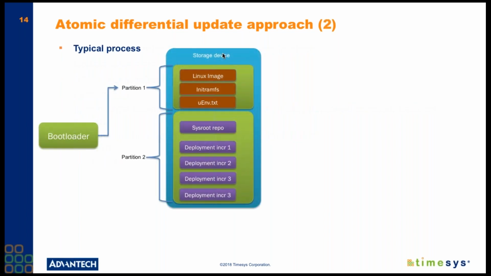I also have a nice graphic here that describes this approach. This represents the storage device. The light blue color represents the storage device, such as an SD card or NAND flash, and I have two partitions in there. In the first partition, I have a Linux kernel, init.ramfs, and something called an environment file. In the second partition, I have a file system. And this is again a storage device on a target.